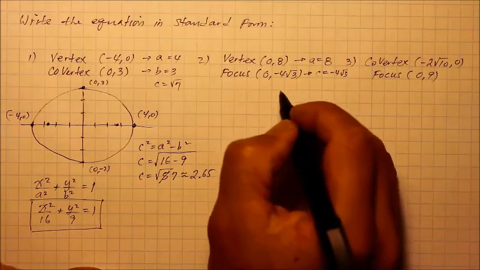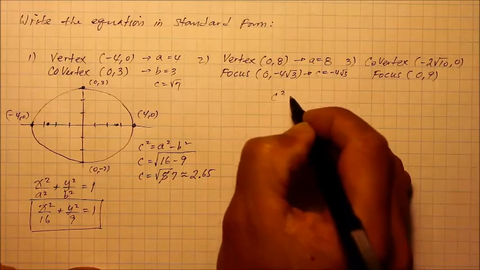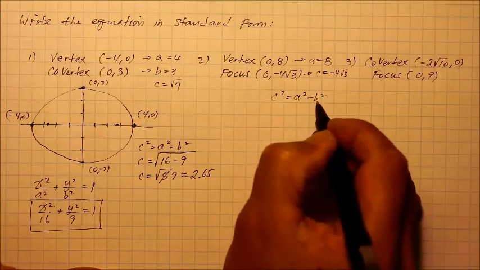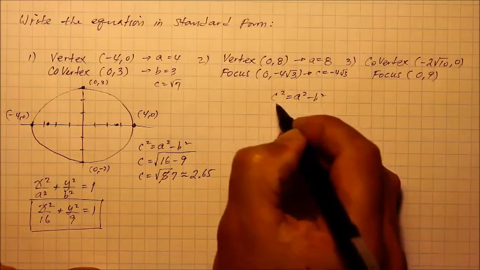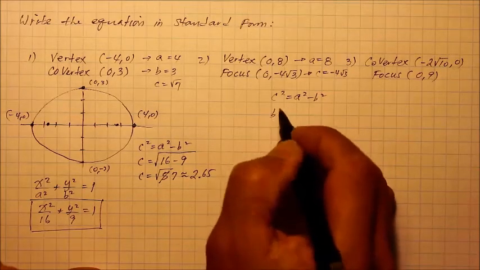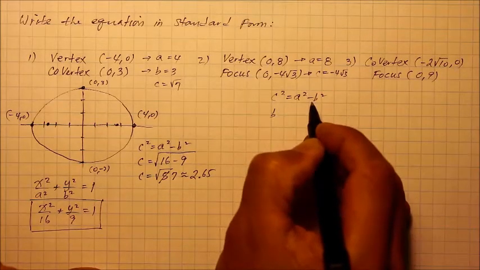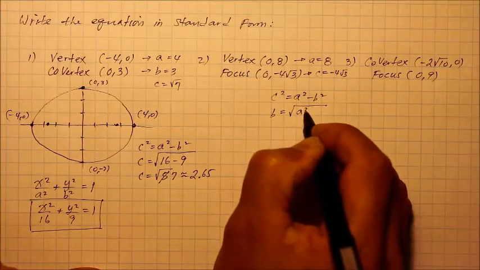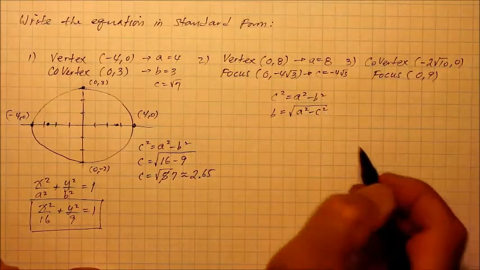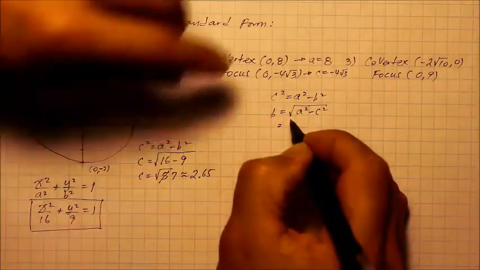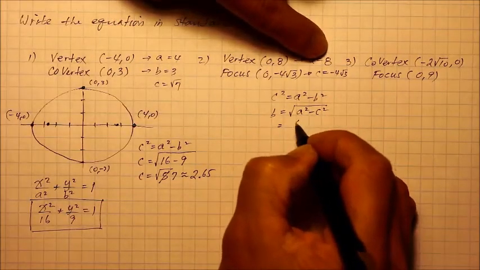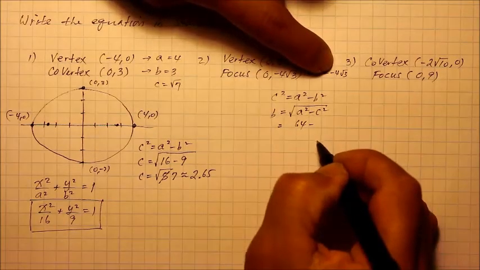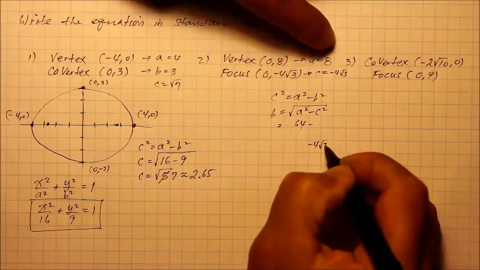To find the B, we're going to use the same formula, c squared is equal to a squared minus b squared. We're going to solve for B. We bring this B over to this side so it becomes positive, and then move the C over to that side. So B is equal to the square root of a squared minus c squared. A is given as 8, so squared is 64. C is given as a radical, -4 square root of 3.